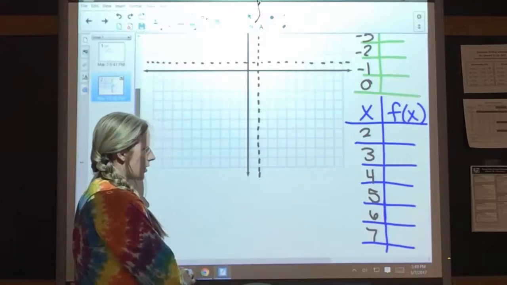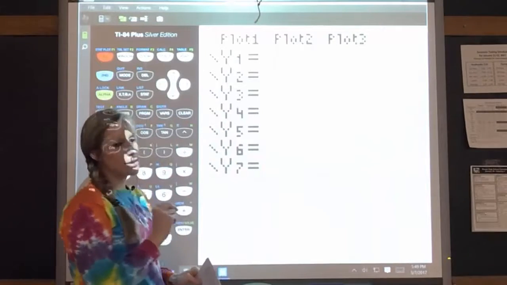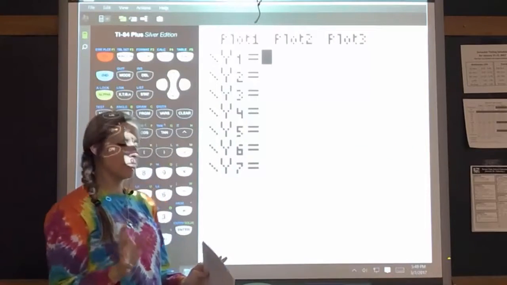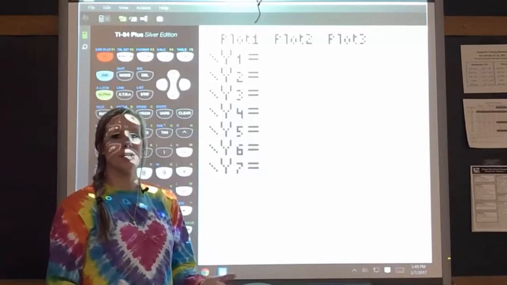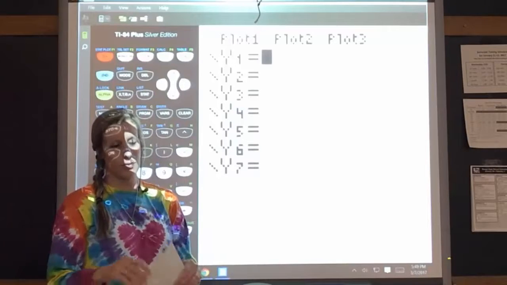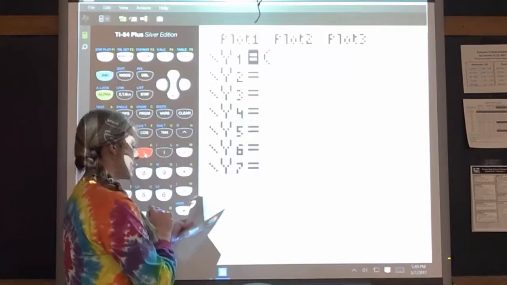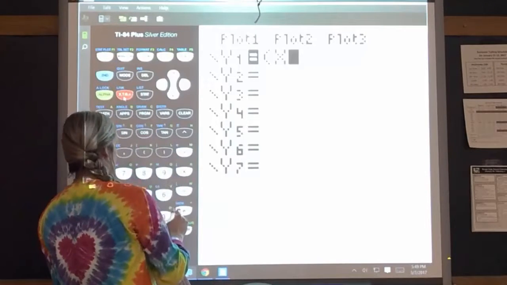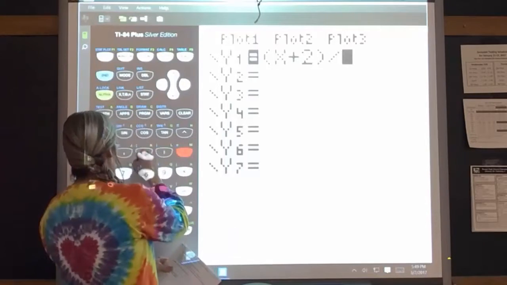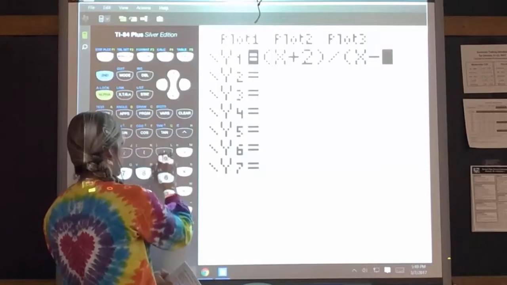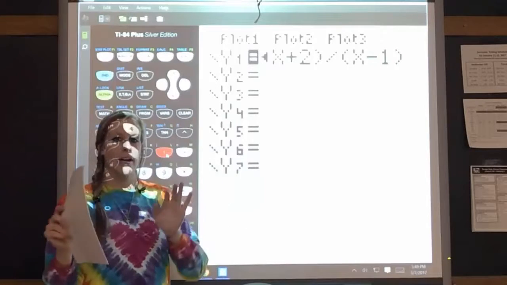All right, let's go to our calculator. Go to y equals. Now, here's the thing you need to make sure you do, because this is where it could mess up. Your numerator and your denominator have to be in parentheses, or else it won't graph it right. It won't be the same graph. So we're going to do parentheses x plus 2. Everybody should be graphing this. Divided by parentheses x minus 1. Close parentheses. So make sure you separate the numerator and the denominator.